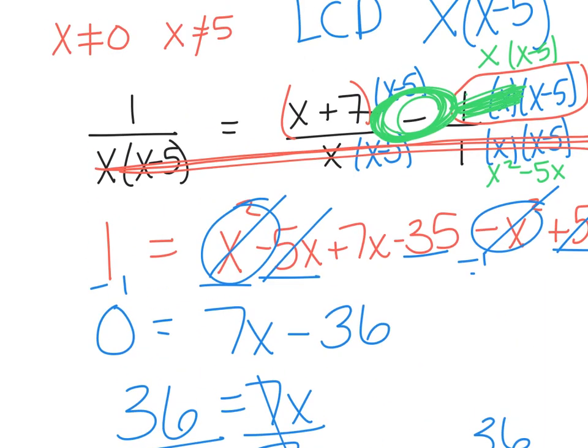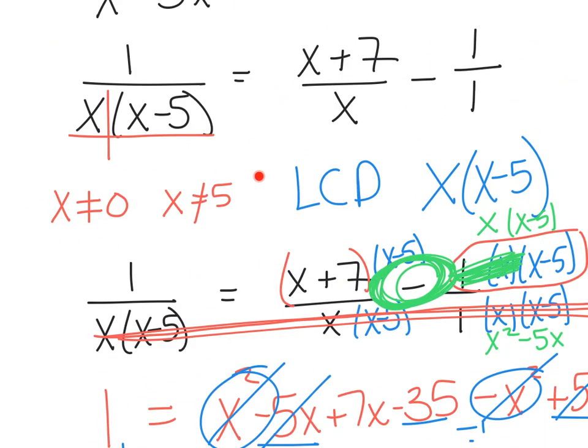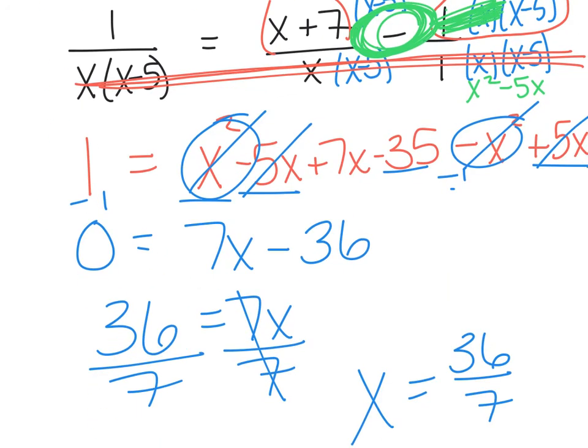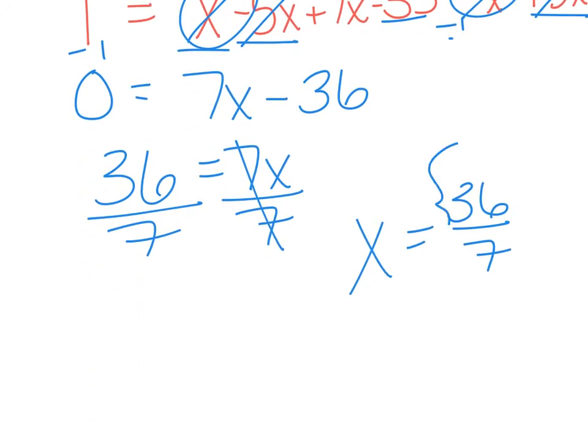Now I'm just going to do one quick check. Was that a number I had to reject? Nope. So even though this number is ugly, it's still going to be my solution, 36 over 7.